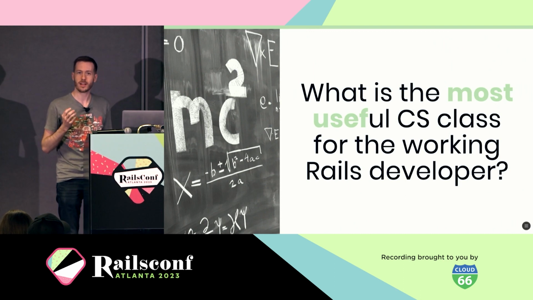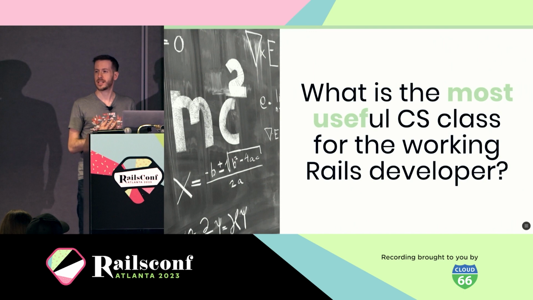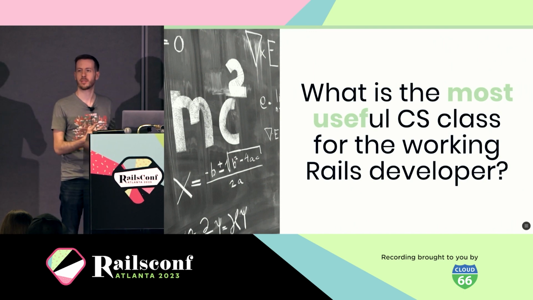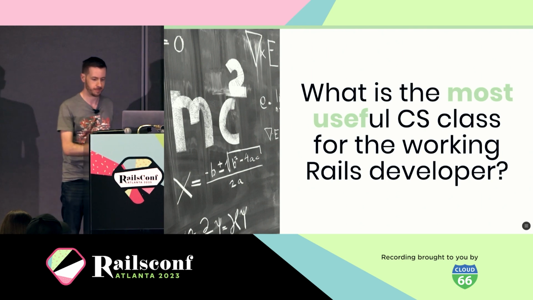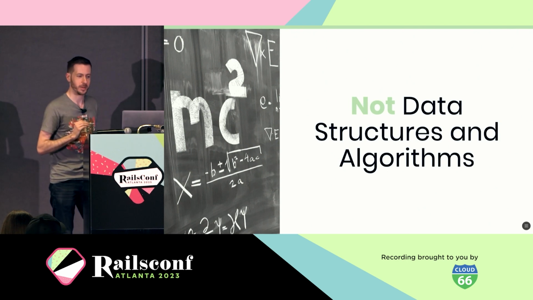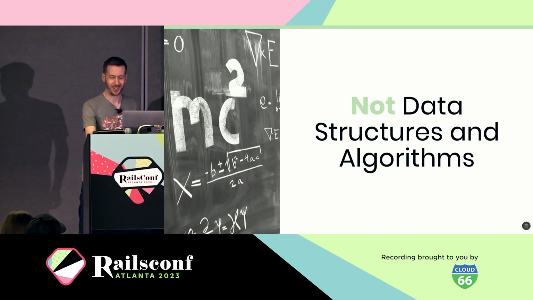But recently, I was having a conversation with someone about what is the most useful CS class for the working Rails developer. Because there's a lot of theory, there's a lot of interesting things, but what's actually useful for us writing Rails? And let me tell you up front, it is not data structures and algorithms. I know, right? Dropping the hot opinions early in the morning.